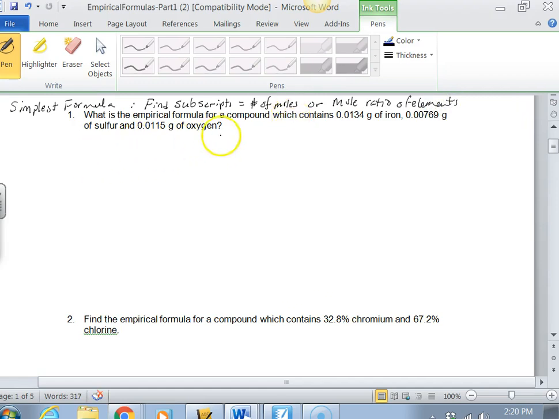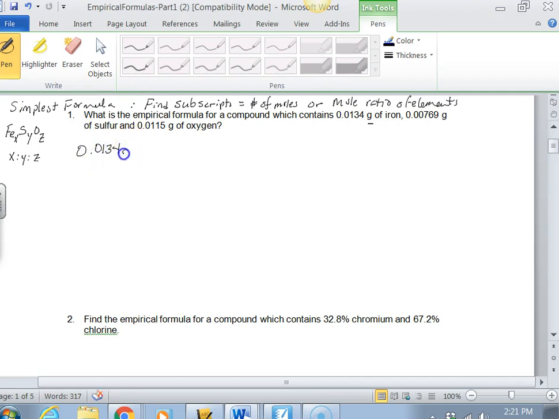So when we're looking at something like this one, where we've got iron, sulfur, and oxygen, we're looking for the subscripts. We'll call them X, Y, Z: Fe X, S Y, O Z. And we find that by getting the X to Y to Z ratio. In this case we're given mass, so we're going to have to convert masses.